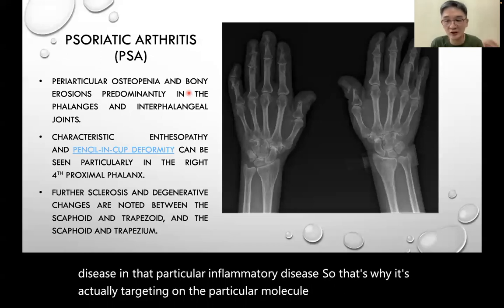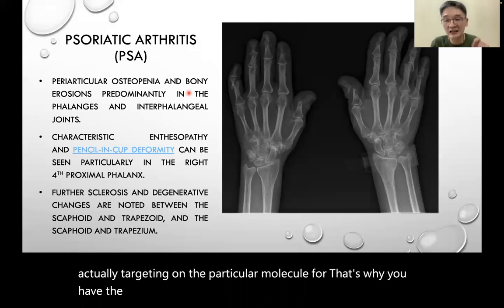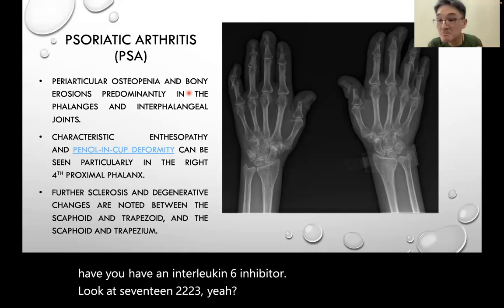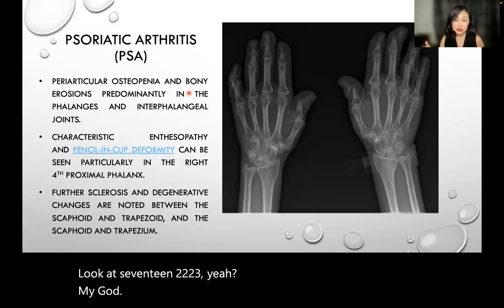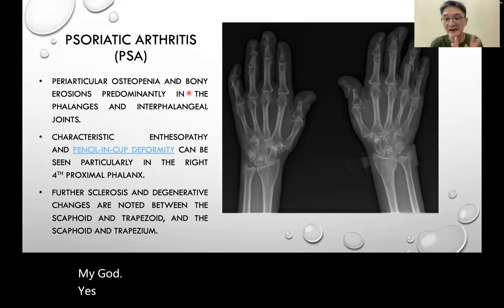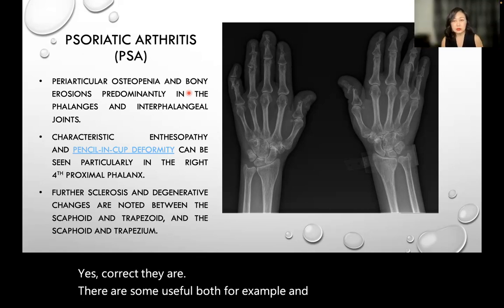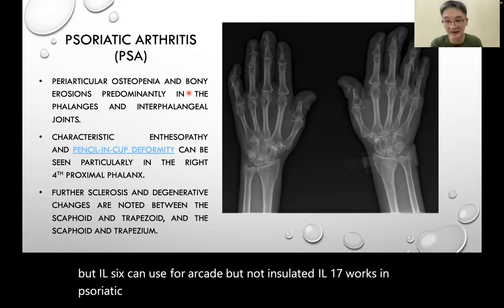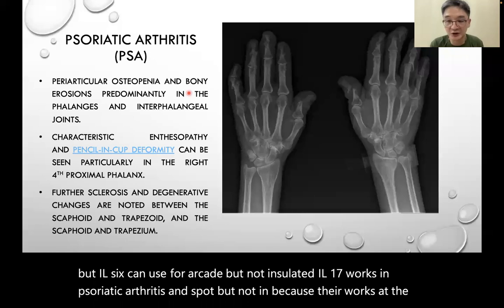For example, that's why you have the tumor necrosis factor inhibitor, you have the interleukin-6 inhibitor, you have interleukin-17 inhibitor. Okay, so biologic is a very loose term for all this. So the biologic for rheumatoid arthritis could be different from the biologic for psoriatic. Yes, correct. There are some which can be used for both. For example, anti-TNF inhibitor can cover both. But IL-6 can be used for RA, but not in psoriatic arthritis. IL-17 works in psoriatic arthritis and so on, but not in RA, because they work at a different inflammatory pathway.